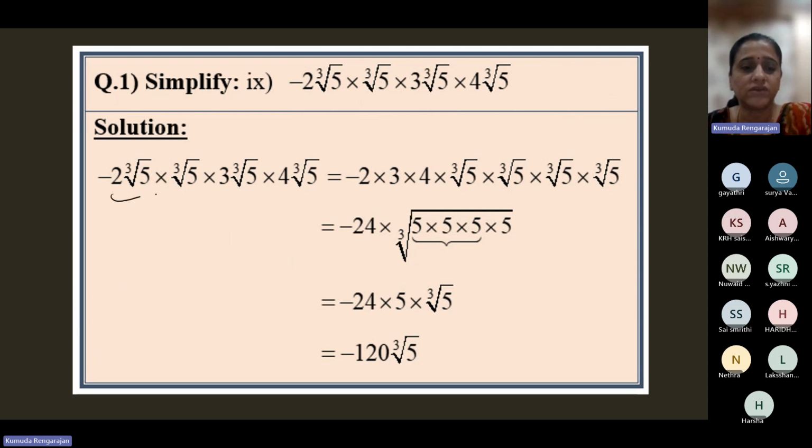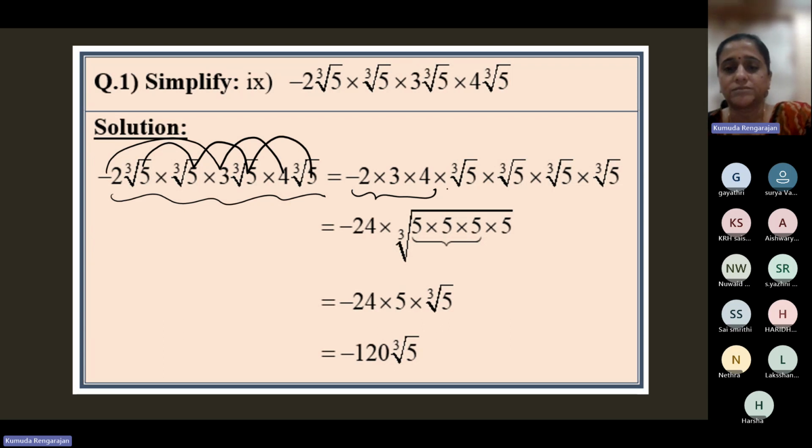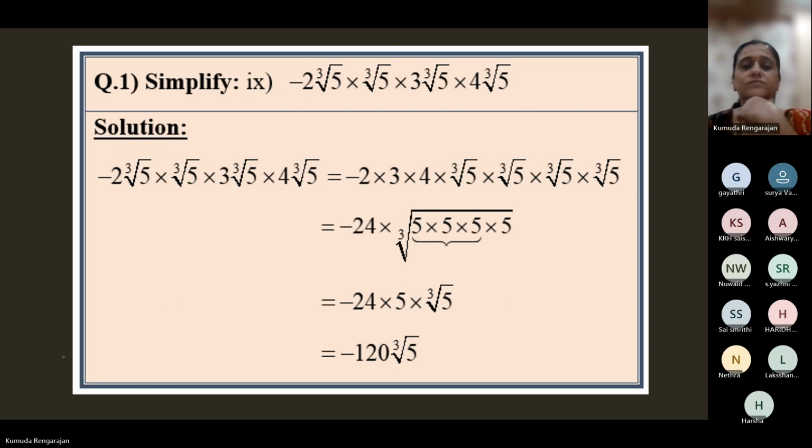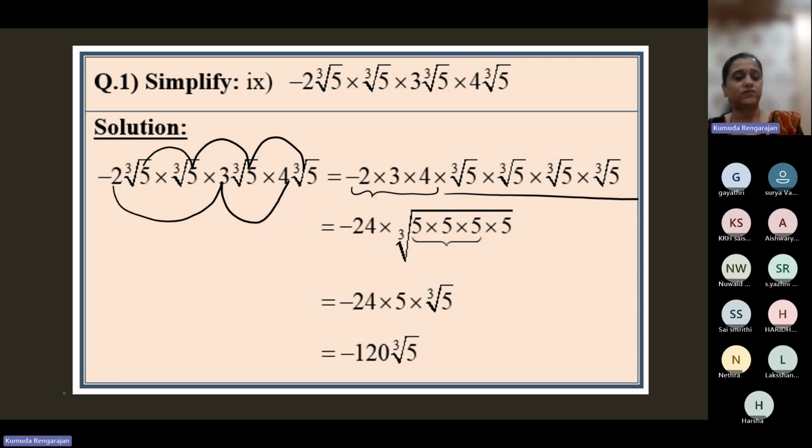So this is the given question. Since it's multiplication everywhere, I've multiplied -2, 3, and 4, and then cube root of 5 into cube root of 5 into cube root of 5 into cube root of 5. -2 into 3 into 4, cube root of 5 into cube root of 5 into cube root of 5 into cube root of 5. Is the first step understood?